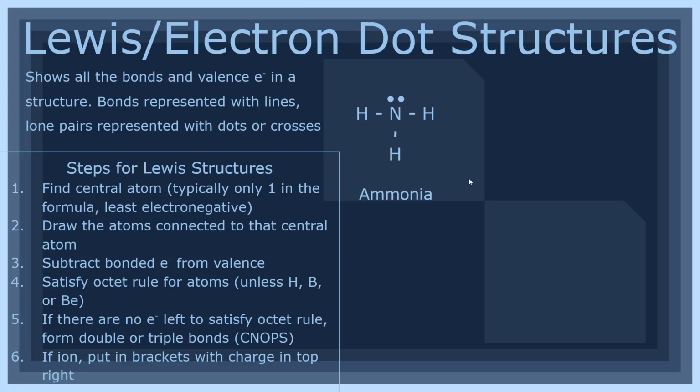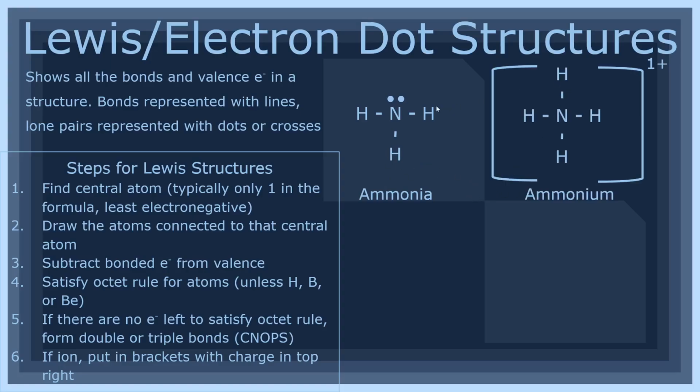And if we look at its ion, ammonium, we can see that it's lost the lone pair and instead bonded with another hydrogen. We have it in brackets with a 1 plus charge on the outside. Remember that this is a polyatomic ion that you need to know, so I thought it'd be a good example.